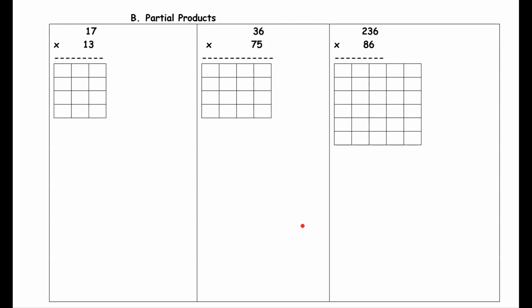This method is great because it shows you how the multiplication is being done. It breaks it down, whereas the regular algorithm, when you're carrying and stuff, you're really not thinking about what you're doing as you're doing it. So how does this work?